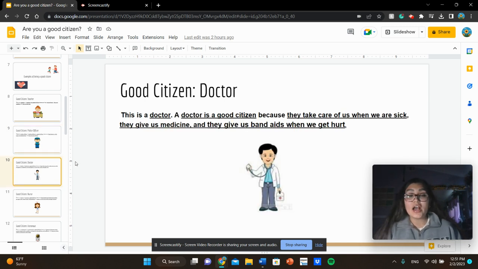A doctor is another good example of a good citizen because they take care of us when we are sick. They also give us medicine when we are sick. And most especially, they give us band aids when we get hurt. Doctors are there to make sure that we are healthy, that we're safe, and that they give us medicine to make sure that we don't get sick again.